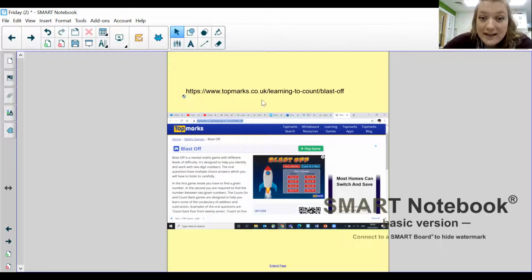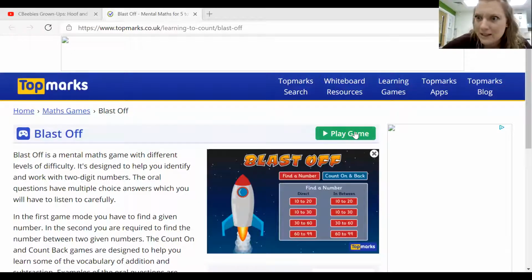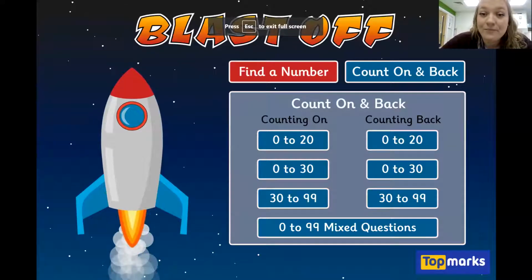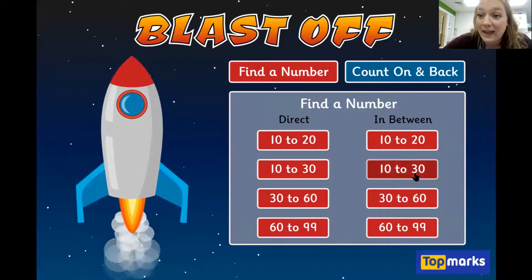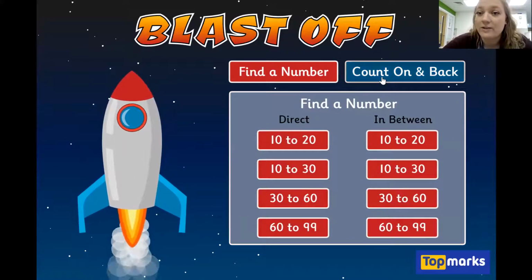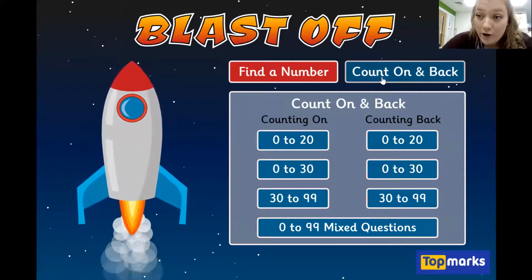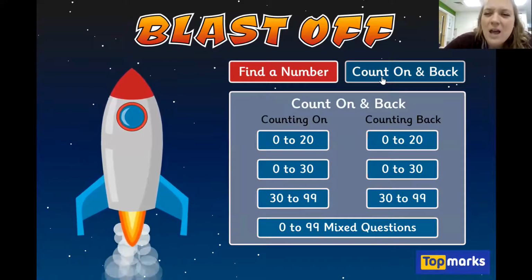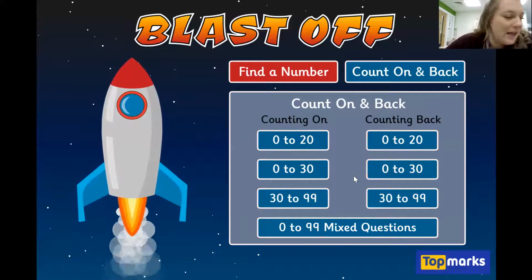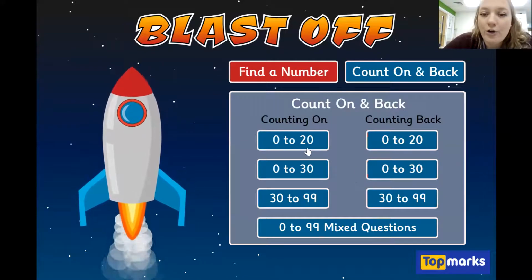You're going to have to copy this link into Google or into the internet. And when you have done that, you will get this screen, okay? The game is called Blast Off. You click on play game. There's lots of different things that you can do with this game. You can play the find a number game and you can choose which numbers you want to work with. So that's something that you could do later. But today you're going to play the blue game, which is the counting on and counting back game. And we are going to be counting on.